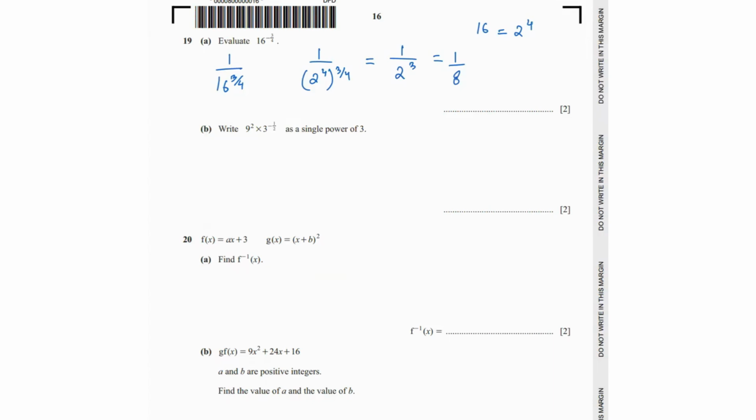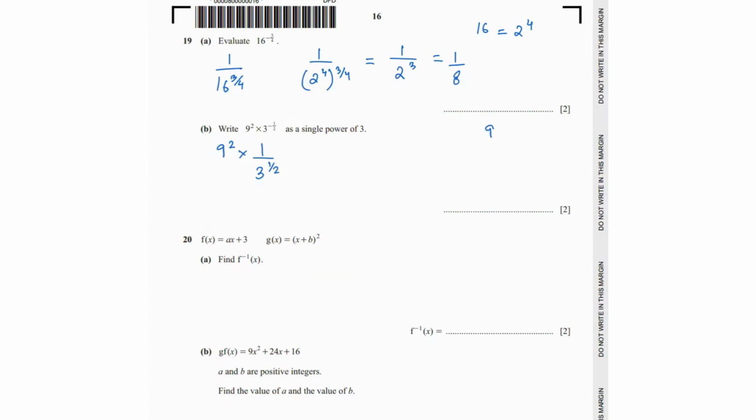Then you simplify your base, multiply the power which is outside the bracket, inside the bracket, and then simplify your fraction. Then write 9 squared times 3 to the power of negative 1 over 2 as a single power of 3. So same thing. 3 to the power of negative 1 over 2 becomes 1 over root 3. Or like 3 to the power of 1 over 2. Let me just write that. 3 to the power of positive 1 over 2.